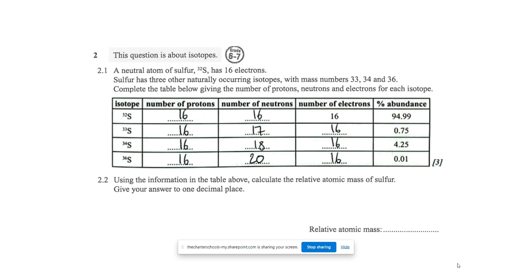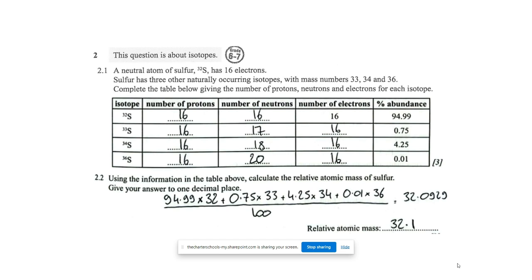To calculate the relative atomic mass, so this average mass of an atom of sulfur, you're going to multiply the mass of the isotope by its relative abundance and divide by 100 as such. And we want the answer to one decimal place, so the answer is 32.1. Okay, it's very close to the isotope of sulfur 32 because it's the most abundant with about 95%.